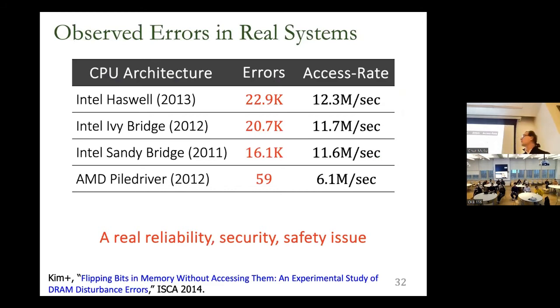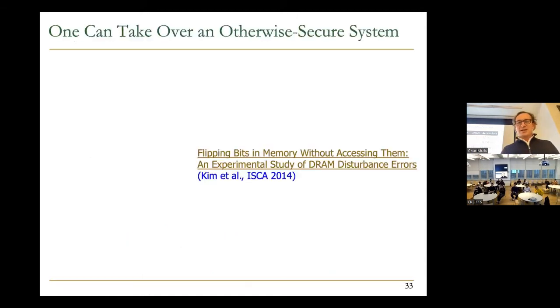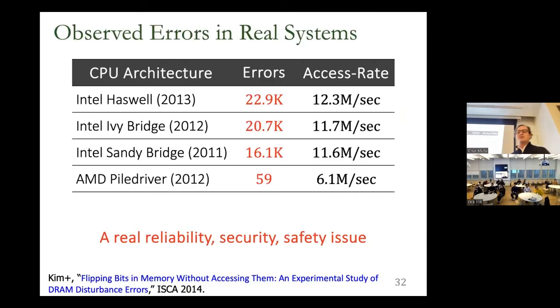We showed with that program you could induce errors in real systems. There's nothing special about Intel and AMD. Those were the systems that we had in our hand at the time. But any system with a good enough memory controller, which is not very hard to design for this purpose, can actually have bit flips. And clearly, this is a reliability, security, and safety issue.